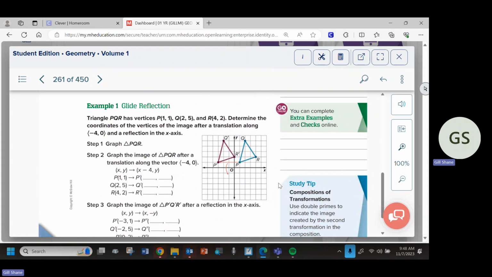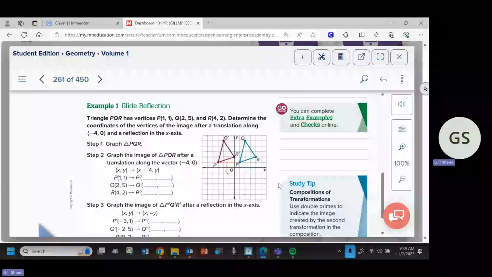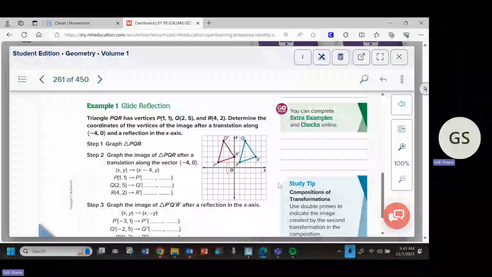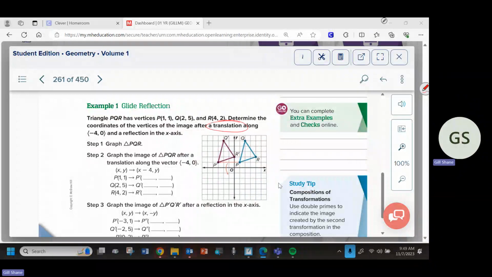So here's the problem in the book, 41. So really quickly, I'm not going to spend a lot of time on this, but there's this thing called a glide reflection. All a glide reflection is, it's two transformations. One of them is a translation.